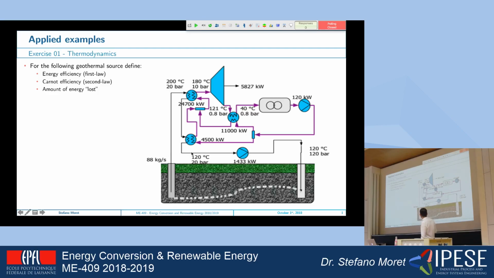And you see that the fluid is first heated, then you have a turbine to produce some work, then you have a condenser and you have a pump. You'll see today how cycles work, but this first exercise will allow you to make some calculations, applying the formulas of the first and second law efficiencies that we studied today.